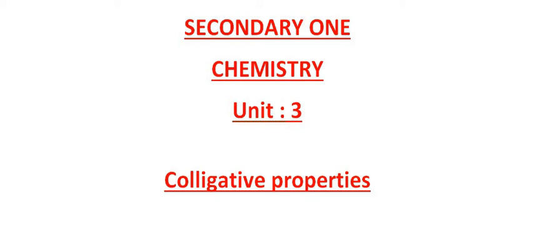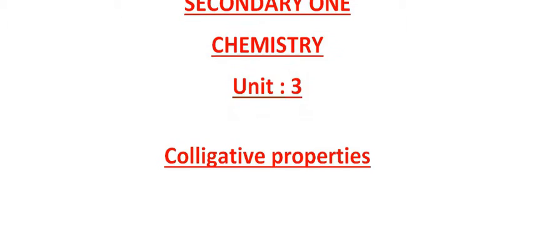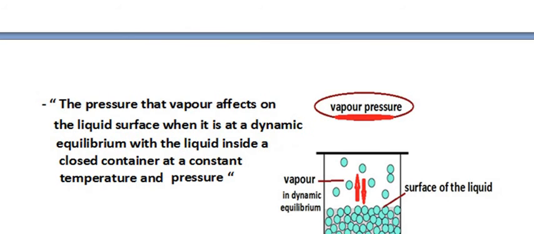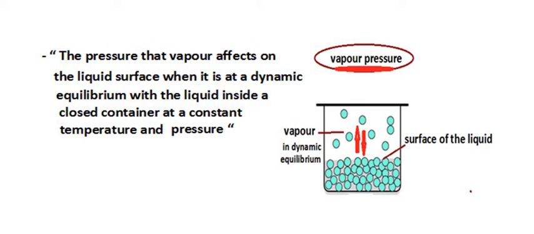We are in unit 3. The lesson now is the colligative properties of solution. If you have a liquid such as water, alcohol, benzene, or oil, in any glass, the region directly above the surface of the liquid has vapors of this liquid.